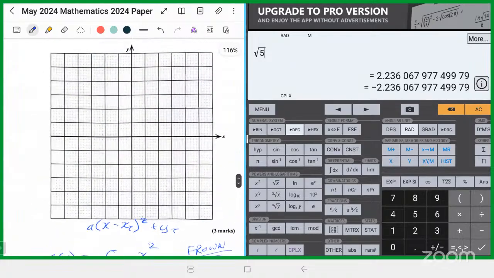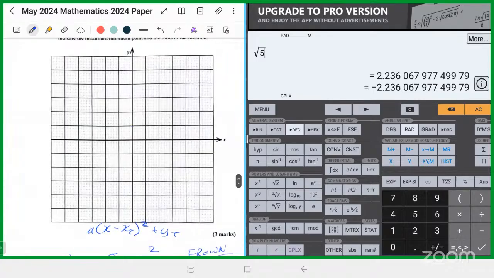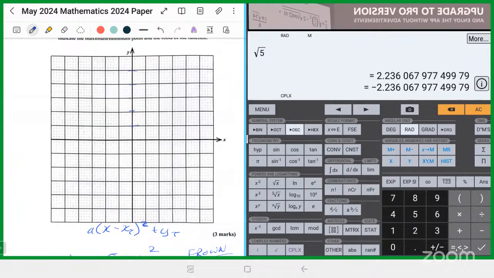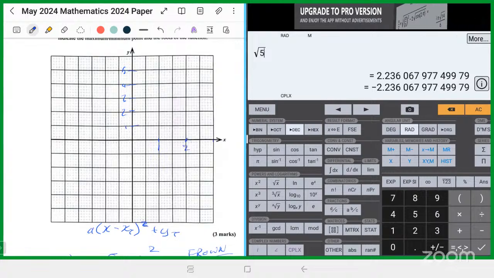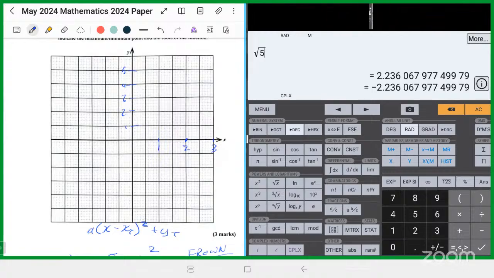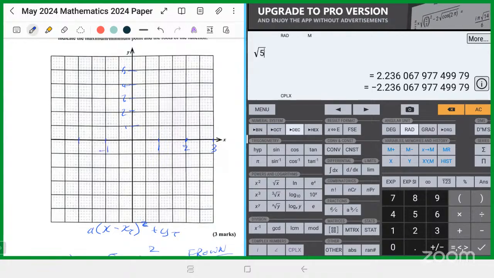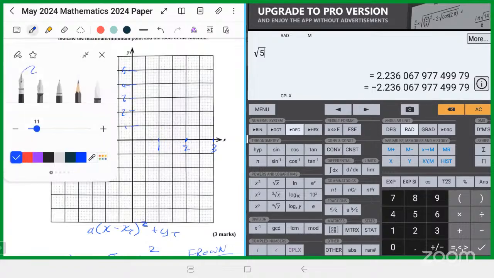So let's say we scale it up a little bit. This will be 1, 2, 3, 4, 5. Let's make this x scale a little bit wider. Let's make this be 1, 2, 3, and then this will be minus 1, minus 2, minus 3. Alright, let's put on some critical points now.